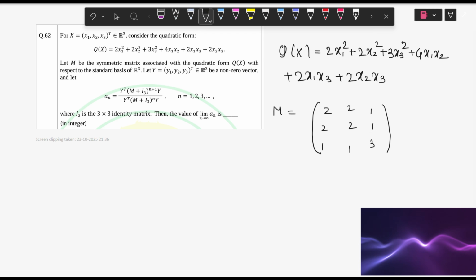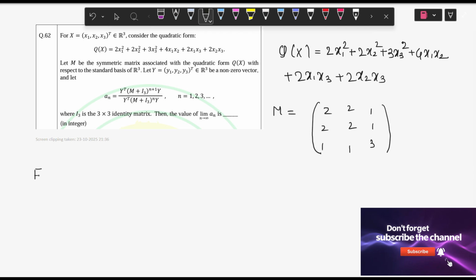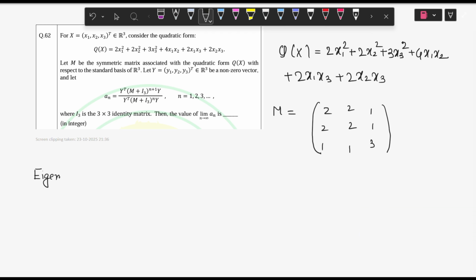Now first what I'll do, I'll calculate the eigenvalues of M. I already have calculated that. Eigenvalues of M, M का eigenvalue आएगा 5, 2 and 0. 0 eigenvalue आएगा, it is very much clear that first row and second row are identical, and if you check the other two eigenvalues, that are 5 and 2. Okay, I am not wasting my time by calculating the eigenvalues.